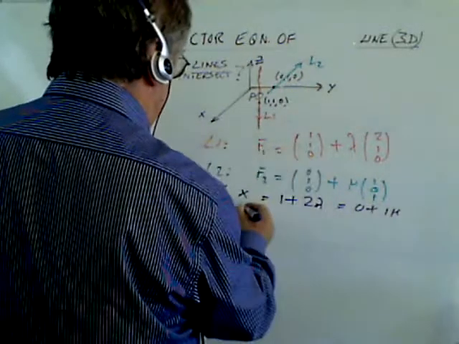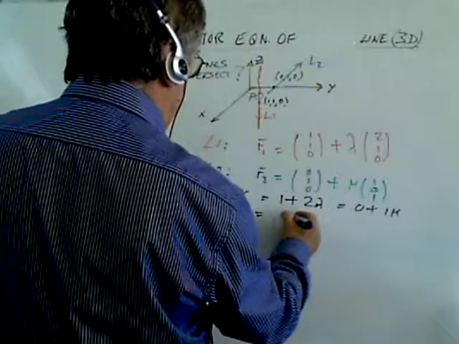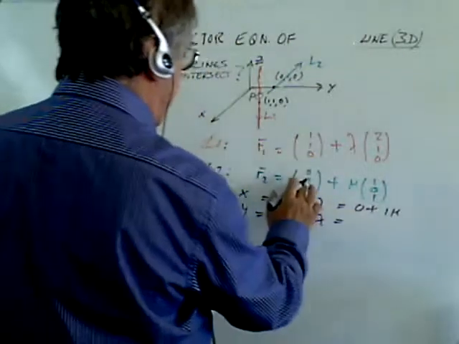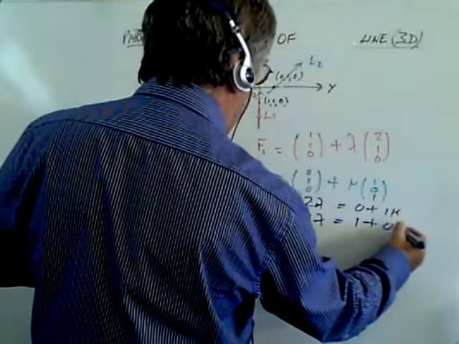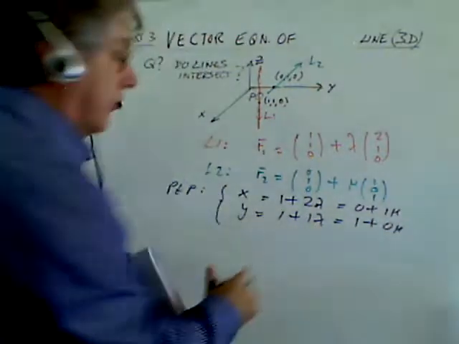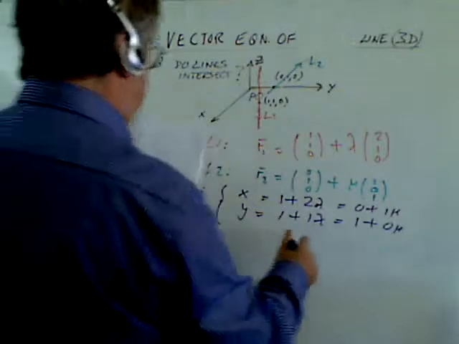So let's take the y coordinate now, and that's 1 plus lambda 1, or 1 plus 1 lambda, and the y coordinate here is 1 plus mu naught, or 1 plus naught mu. I have 2 equations and 2 unknowns, and now I can solve these. It's just a simultaneous pair.